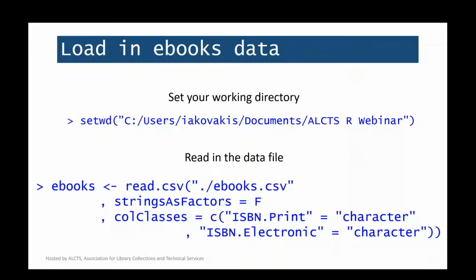I want to mention that you can copy and paste commands from the handout that I gave you directly into your R session. So you don't have to type all of this out. One thing about this is be sure and rename that file to just ebooks.csv, and that way you'll be able to use this expression. So as usual, we always set strings as factors to false, and we're coercing the ISBN columns to character vectors, and I discussed that last session.